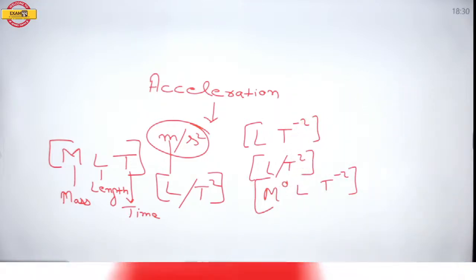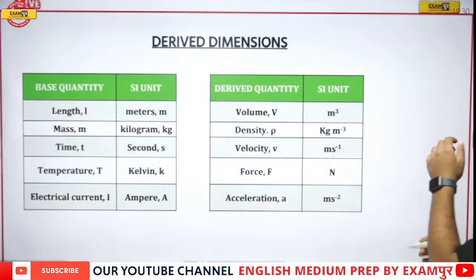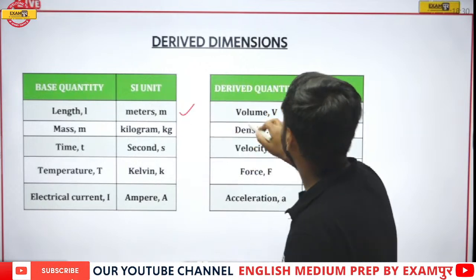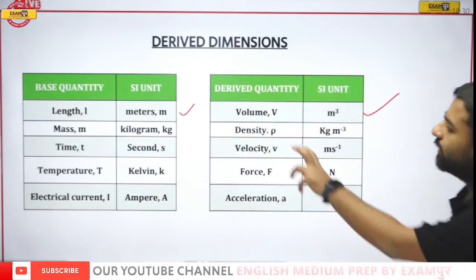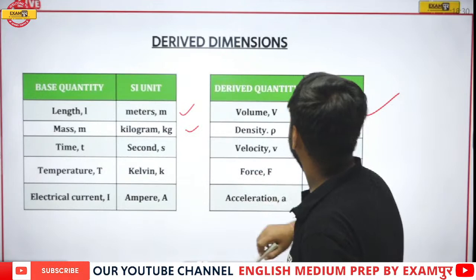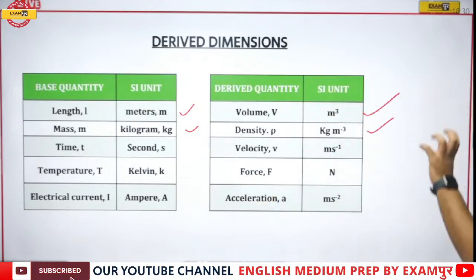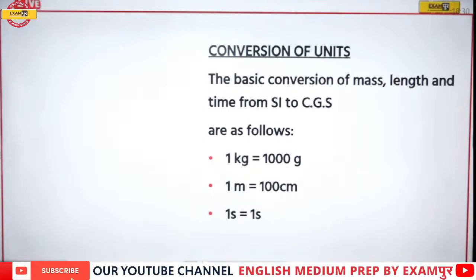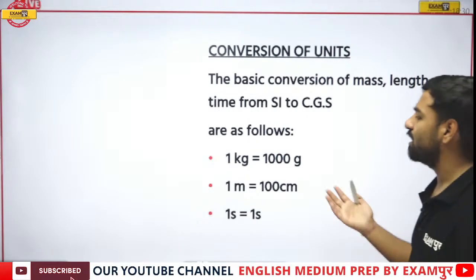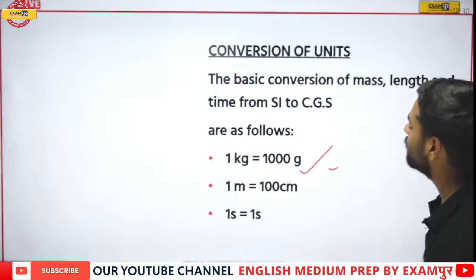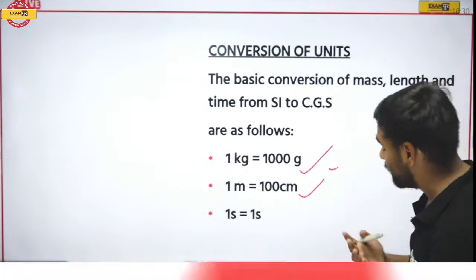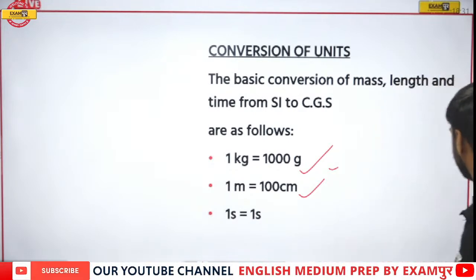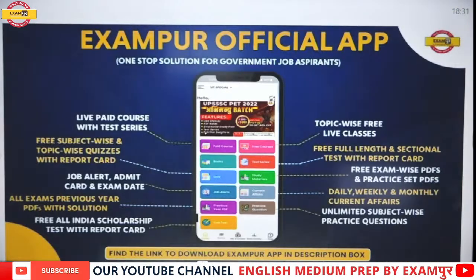So now let's have a question. Before that, let me tell you, if I talk about derived dimensions, we are using length, that is meter. For volume we have meter cross meter cross meter. Similarly for mass we have kilogram. So density we write kg per meter cube. All these are derived dimensions. So conversion of units, the basic conversion of mass, length and time from SI to CGS are as follows. 1 kg is equal to 1000 grams. 1 meter is 100 centimeter. And similarly, obviously 1 second will be 1 second.